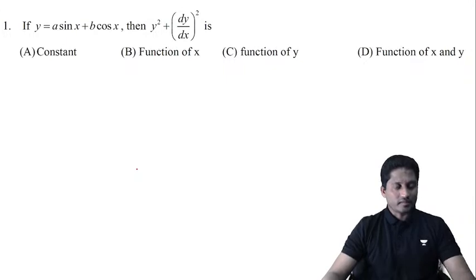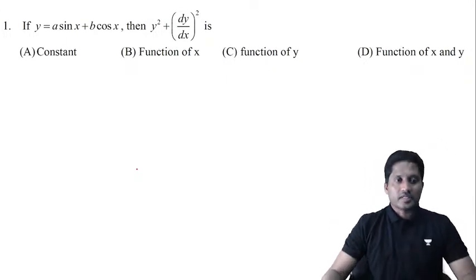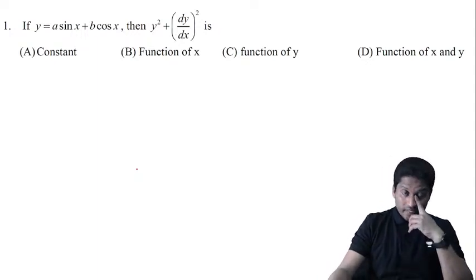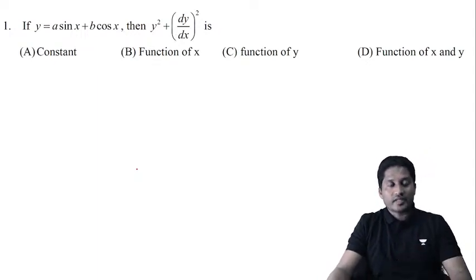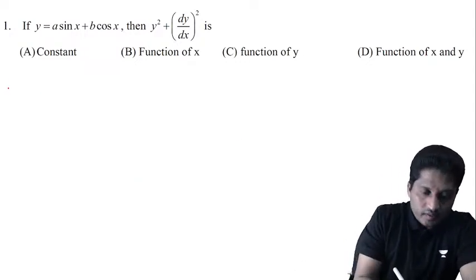Right, question number one. y is equal to a sin x plus b cos x, then y square plus (dy by dx) the whole square. You should check whether it's a function of x, a function of y, a constant term, or what it may be.